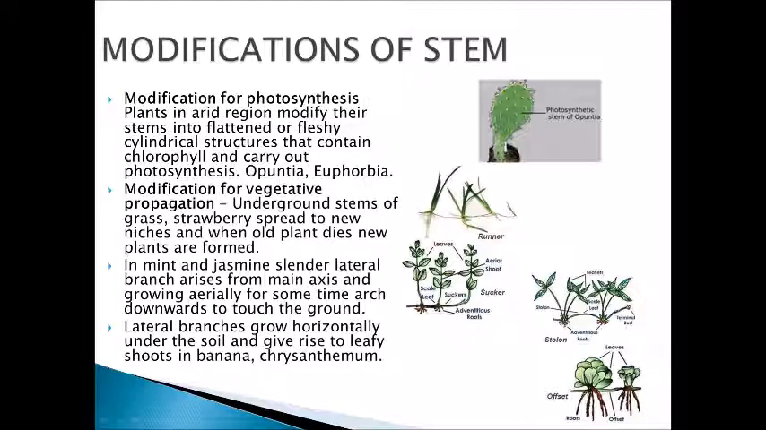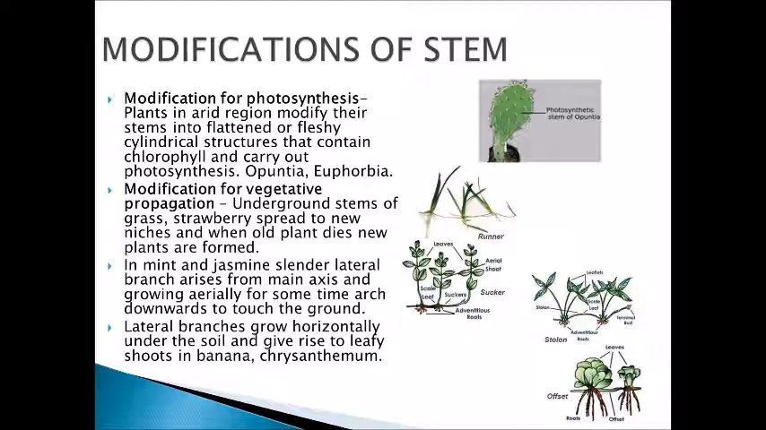Modification for photosynthesis. It is seen in plants which grow in arid regions where there is scarcity of water. They modify their stems into flattened or fleshy cylindrical structures that contain chlorophyll and carry out photosynthesis. The examples are all cactus plants, of which the common ones are Opuntia and Euphorbia.